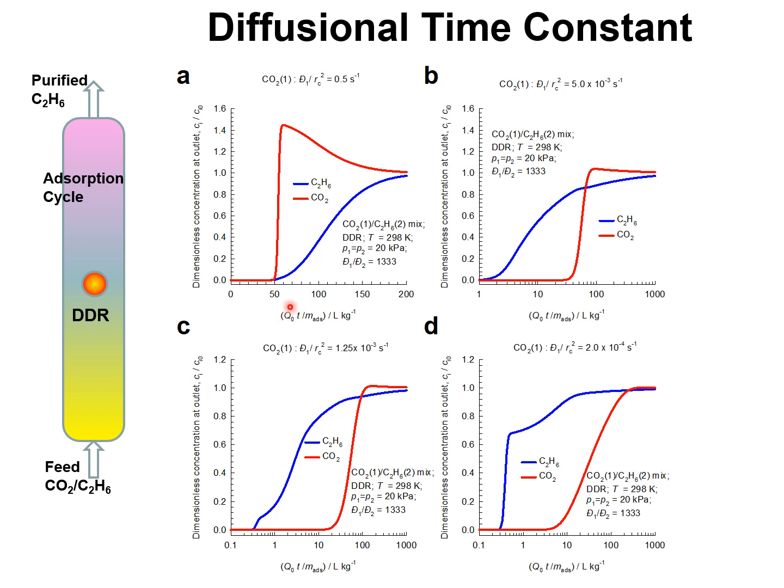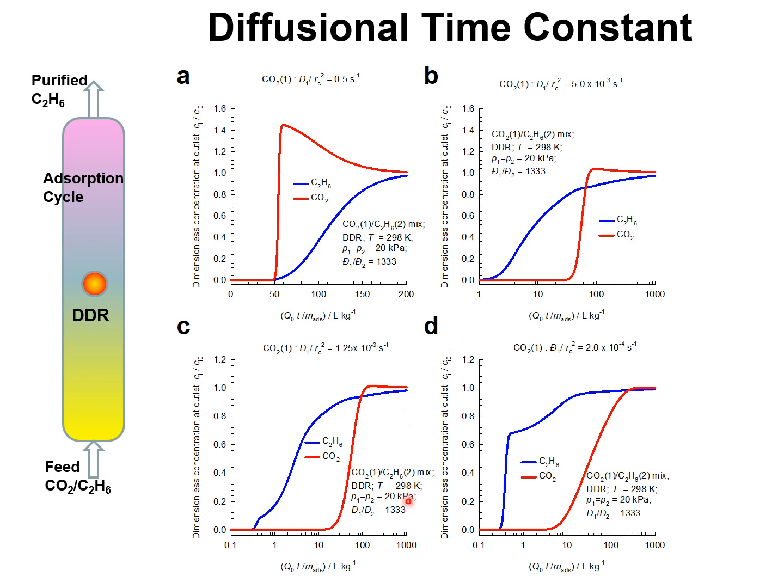The diffusional influences are not strong enough to result in selectivity reversals. In the scenarios considered in B, C, and D, the diffusional time constants are progressively lower, and that results in the breakthroughs of ethane at earlier times than the breakthrough of CO2, and therefore purified ethane can be recovered in the adsorption cycle.